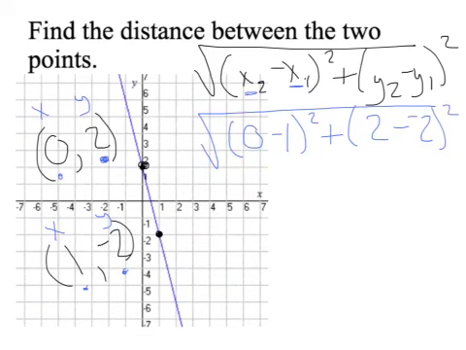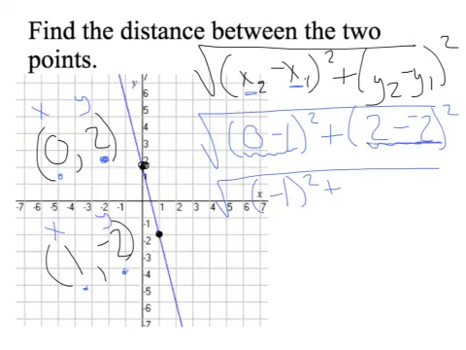Now I just have an arithmetic problem. So you're going to follow your order of operations. So I'm going to carry down this square root sign. And our order of operations says to do the parentheses first. So I'm going to start in this set of parentheses. So 0 minus 1 is negative 1. So parenthesis negative 1 squared. Bring down that plus. I'm going to do my other set of parentheses. 2 minus negative 2. So that will give us 4. So bring down my parenthesis, and that's 4 in parentheses squared.